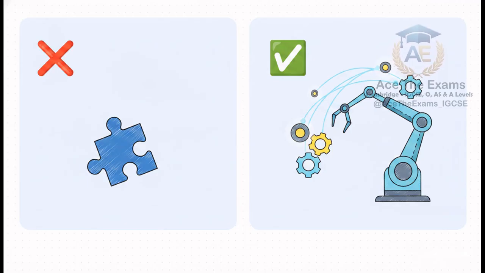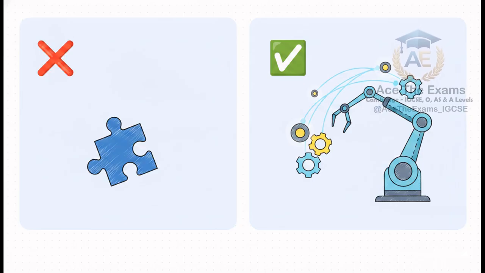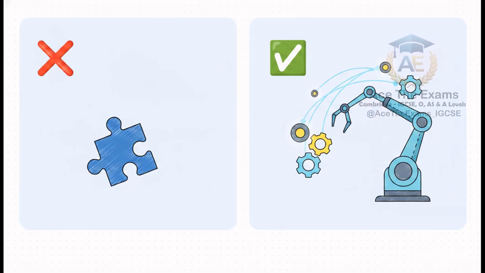If the question is about an automated robotics factory, your PEAL paragraph needs to sound like it belongs on the floor of a robotics factory, not in a textbook glossary. That is what Cambridge examiners are scanning for.